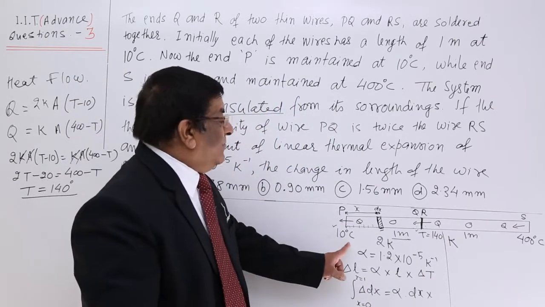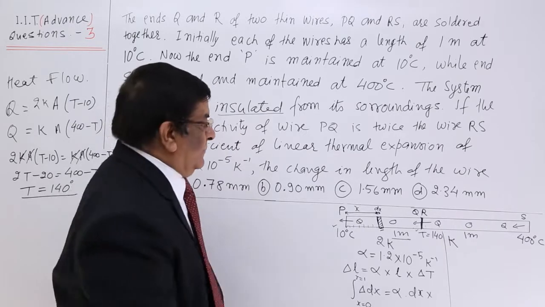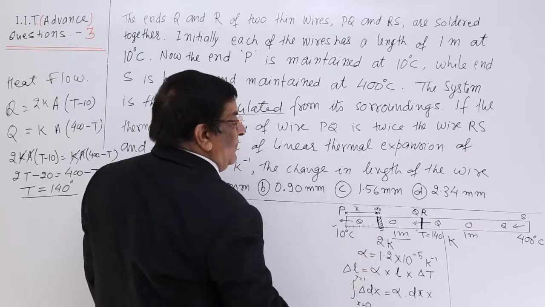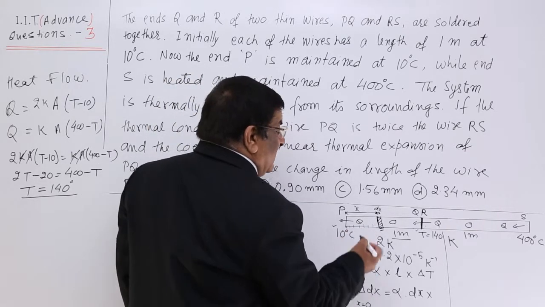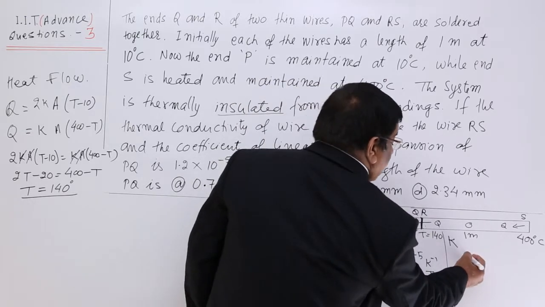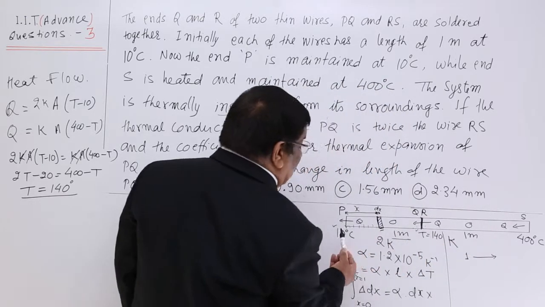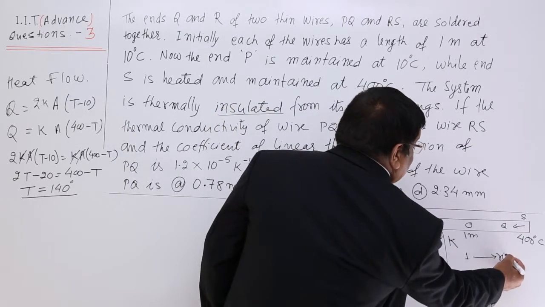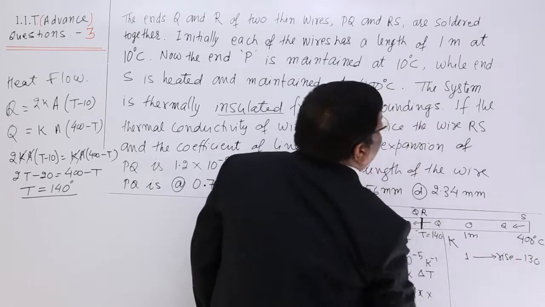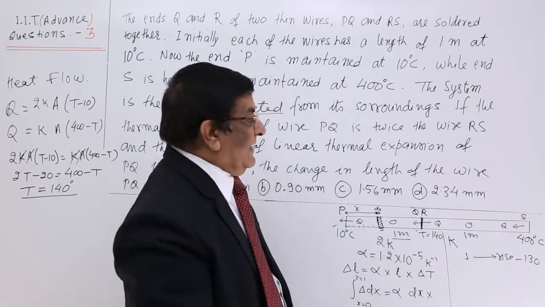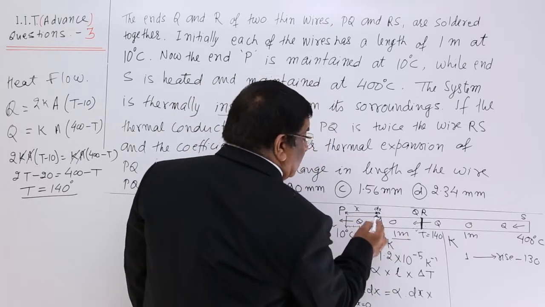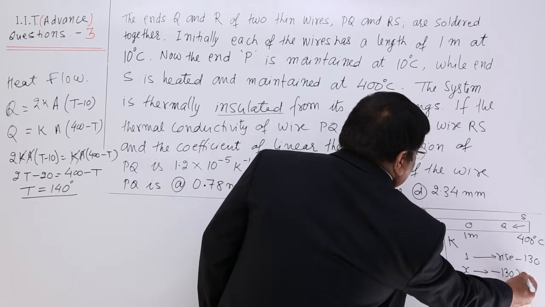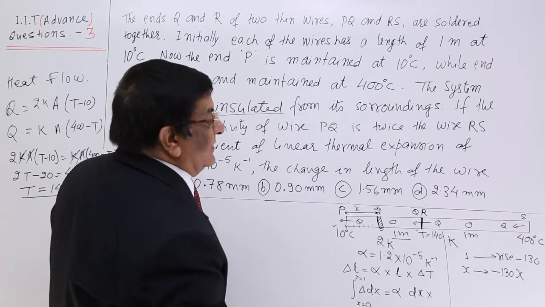Okay. Starts from 10, goes to 140. This is length, how much? 1 meter. But what we want is the temperature at this point. What will be the temperature at this point? Answer is, for 1 meter length, the temperature rise, how much? 10 to 140. For 1 meter length, rise is 130. Then for x meter, the rise will be 130 into x. This is the rise in the temperature.